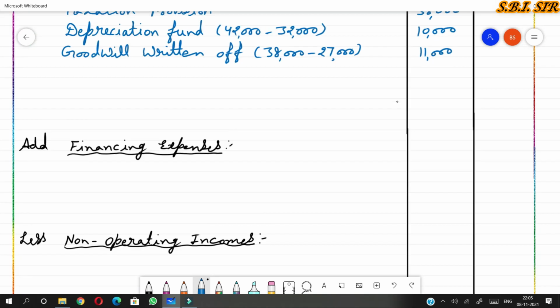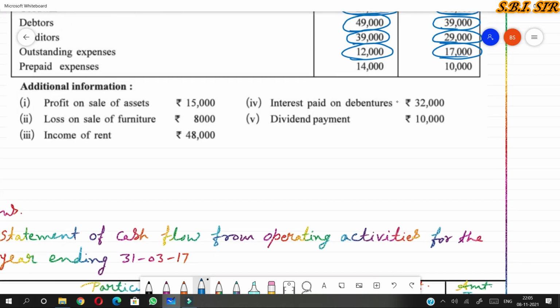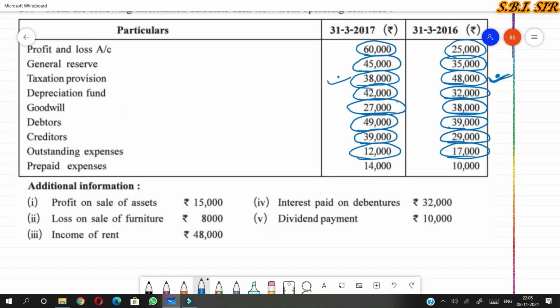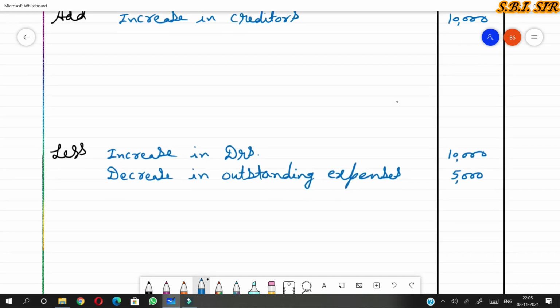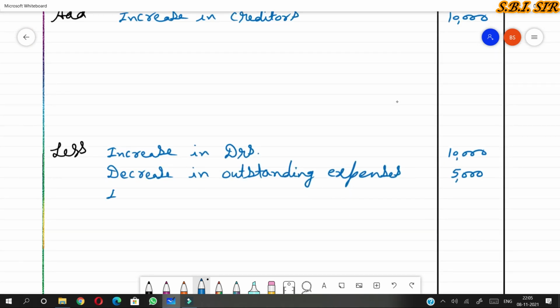Next, prepaid expenses. Opening balance is 10,000. Closing balance is 14,000. Here prepaid expenses increase, so cash flow decreases. So we will write it under less: increase in prepaid expenses by 4,000.